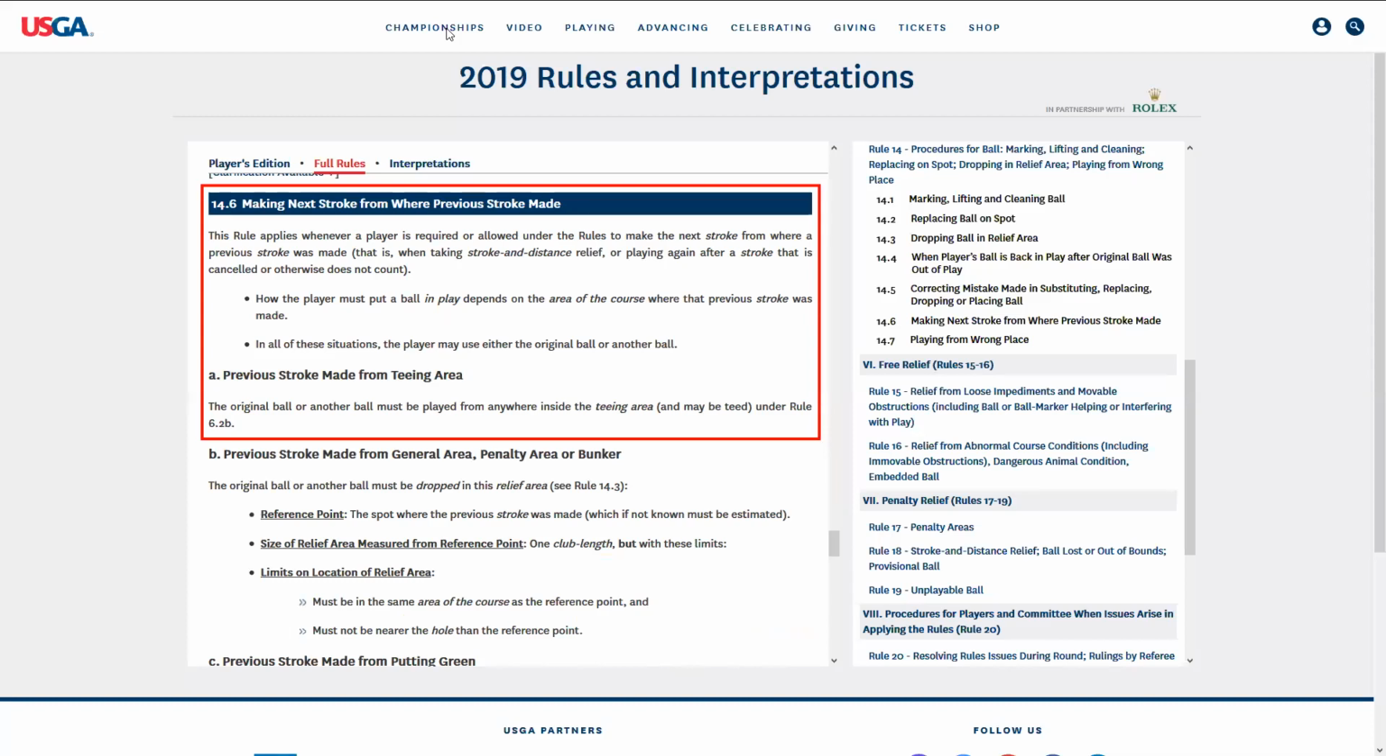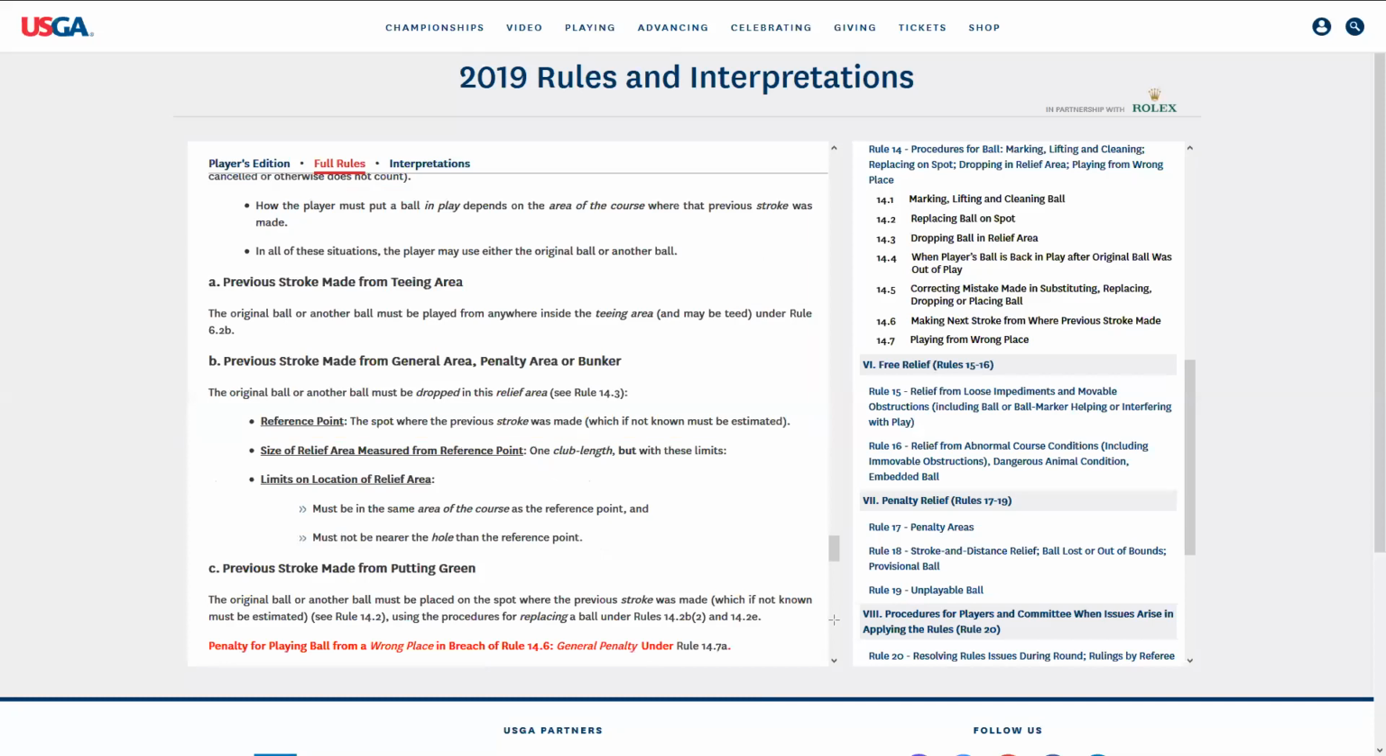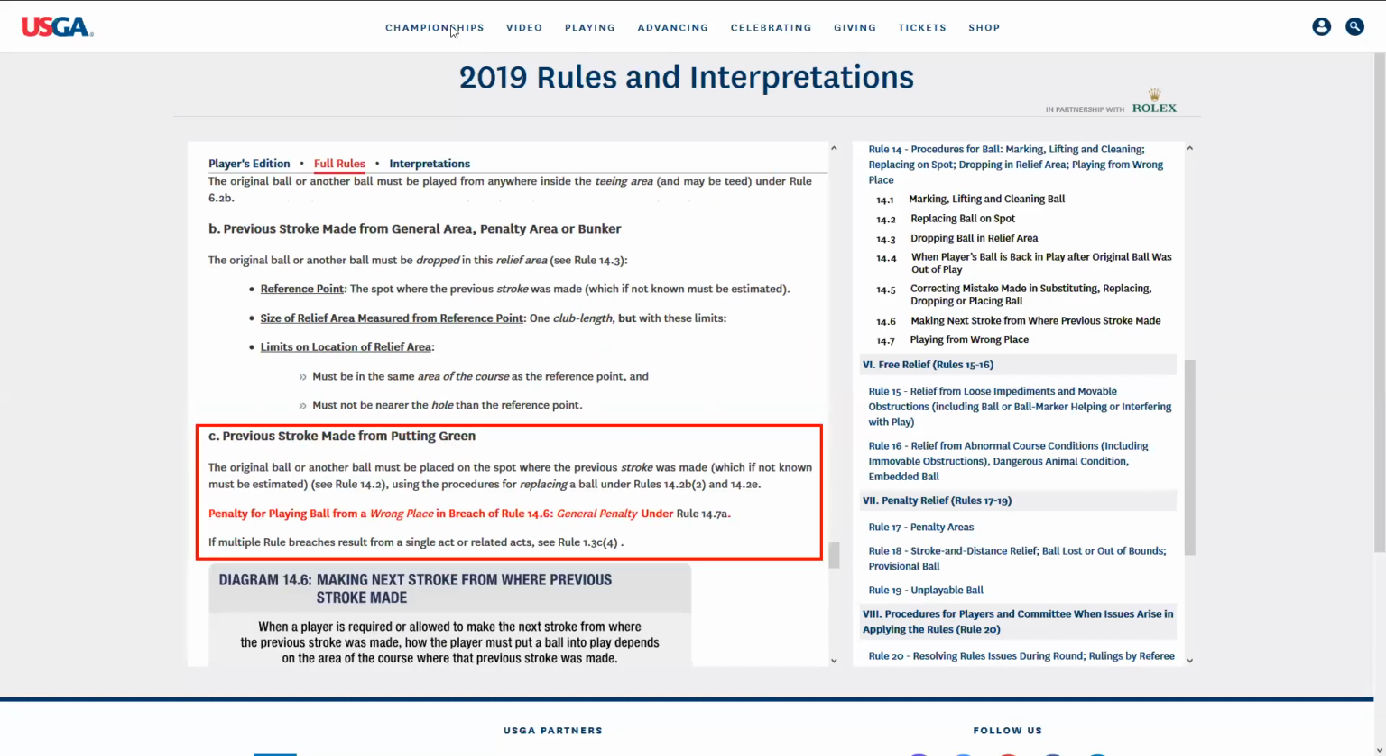14.6b, previous stroke made from the general area, penalty area, or bunker. The original ball or another ball must be dropped in the relief area. This is a change. Under the old rules, you didn't drop in a relief area. What did you do? You dropped in a spot. So what do you do under the new rules if you're dropping? Always drop in a relief area, never on a spot or never on a line. And 14.6c, previous stroke made from putting green, the original ball or another ball must be placed on the spot.